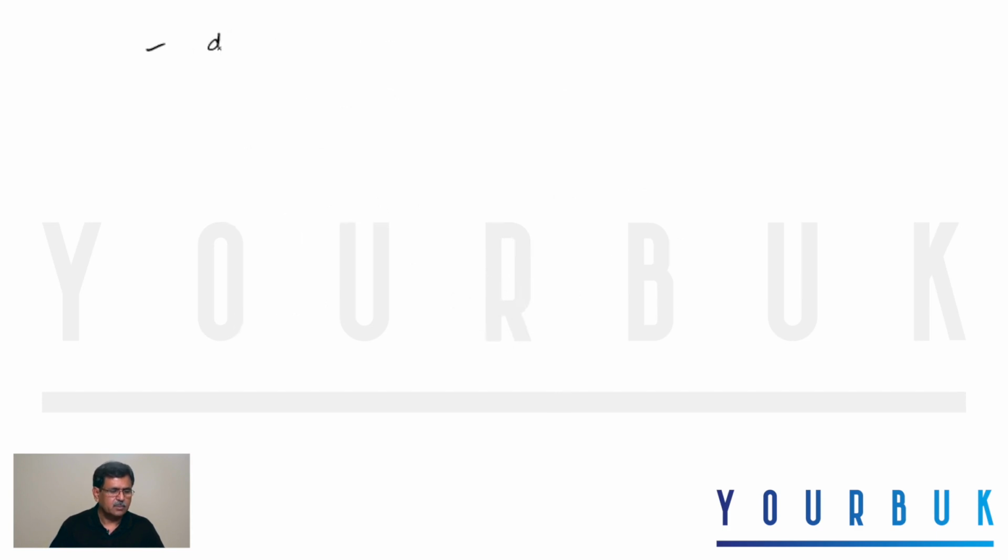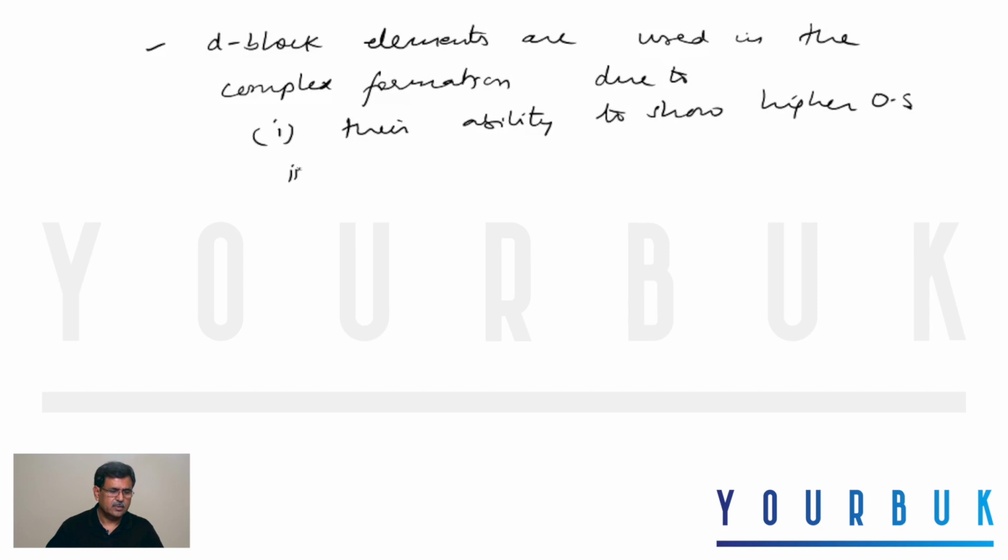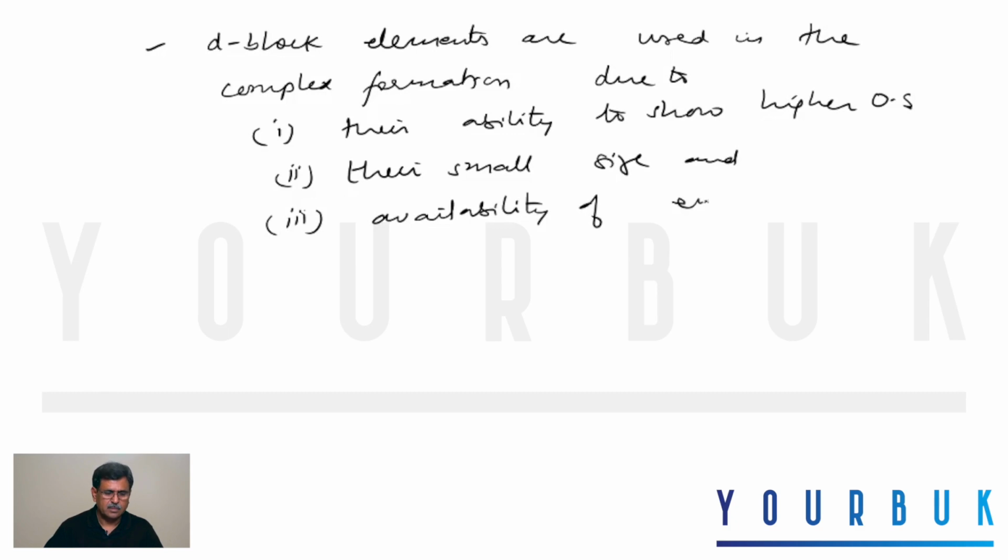The next point is that the d block elements are used in complex formation. They form complexes due to, first point, their ability to show higher oxidation states, due to their small size, and the availability of empty atomic orbitals so that they can accept lone pairs from the ligands.